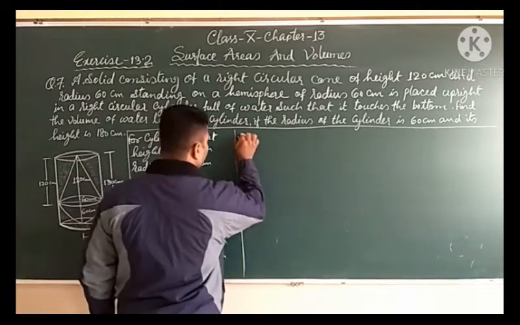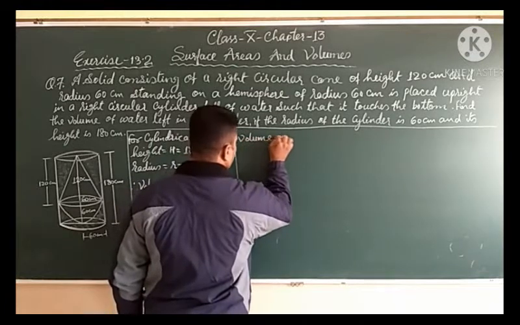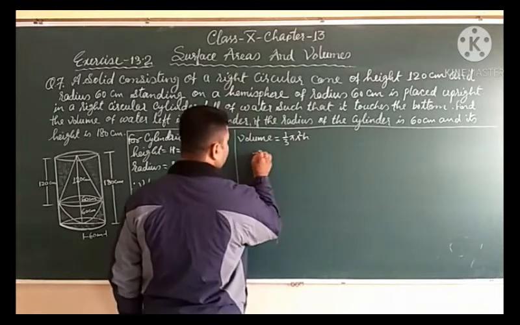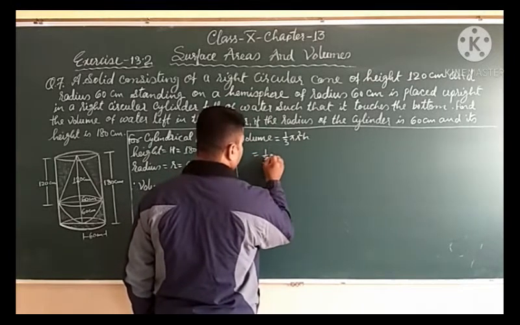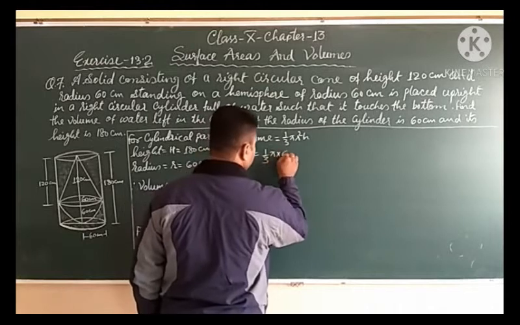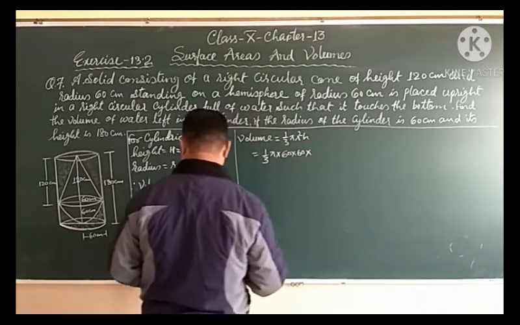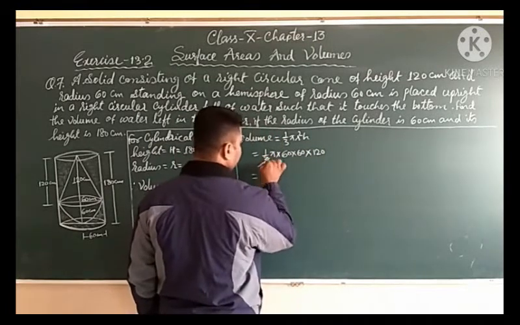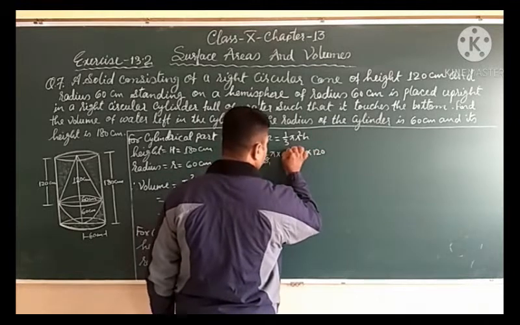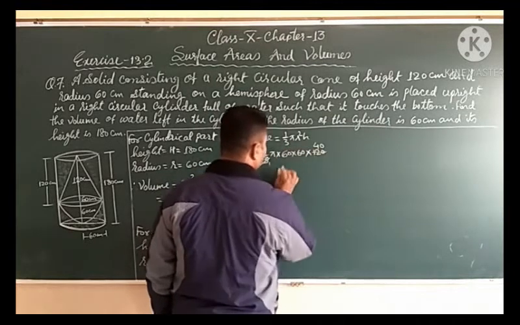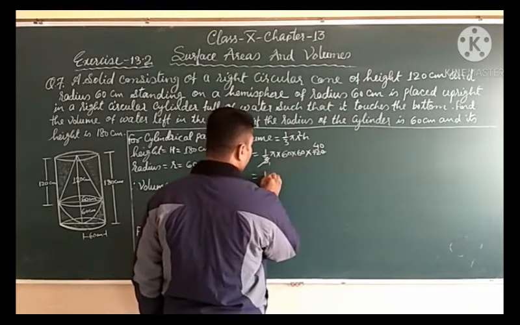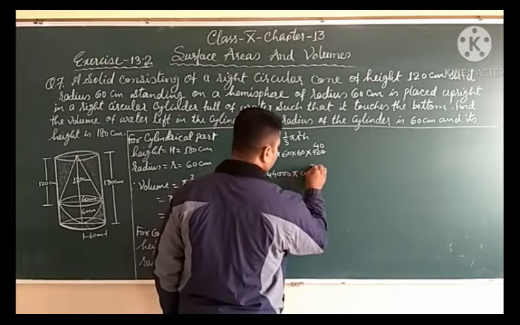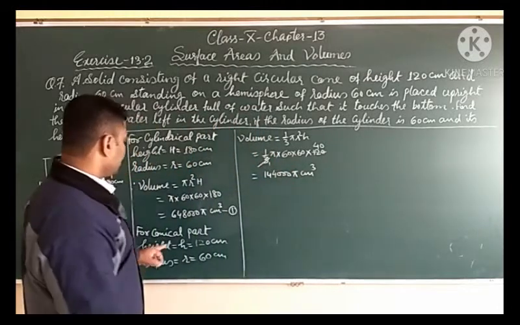Therefore, volume is equal to 1 upon 3 pi r square h. So 1 upon 3 into pi into 60 into 60 into h, and h is 120. So what do we have? 3 ones are 3, 3 fours are 12, that is 40. Then 6 into 6 is 36, 36 into 4 is 144, so 144,000 pi centimeter cube is the volume of the conical part.